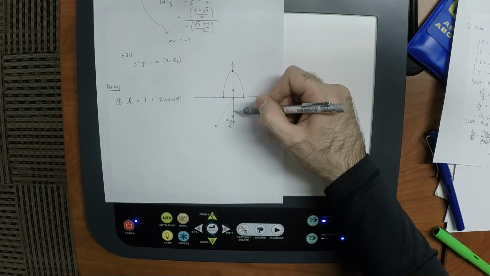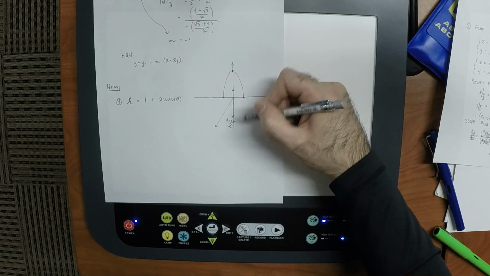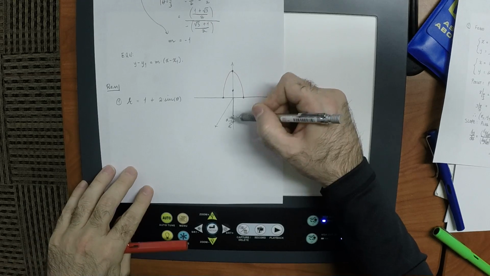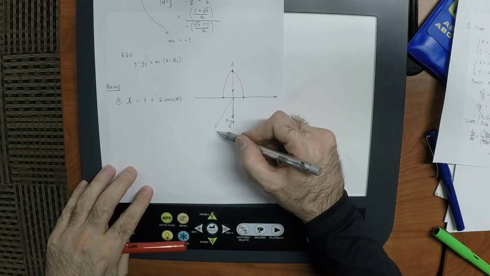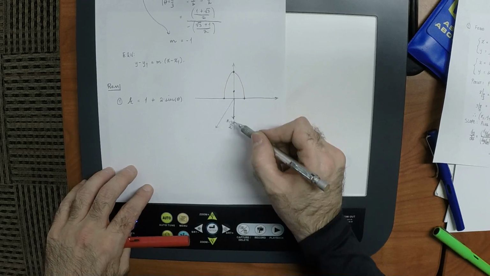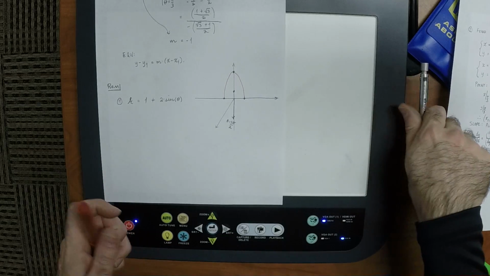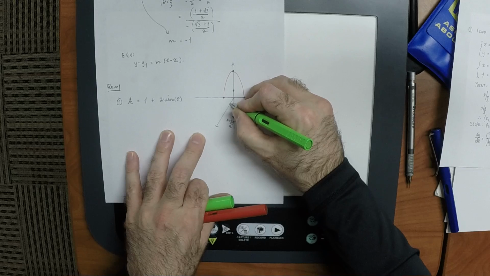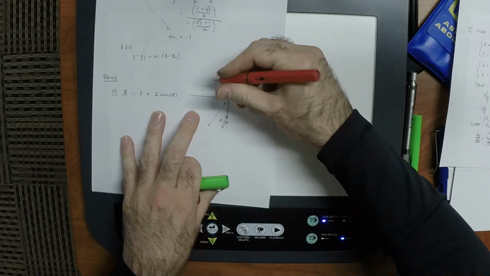If this is 3 pi over 2, then this would be 9 pi over 6. So this could be 8 pi over 6, 4 pi over 3. Okay, so before we get here, we're still positive. That means there's going to be some point that's like right here. So we're going to go through that point.